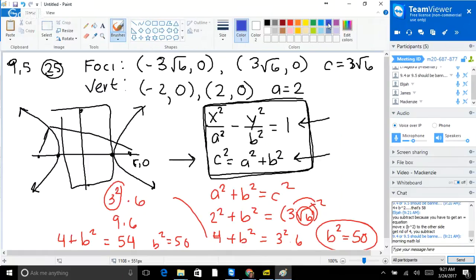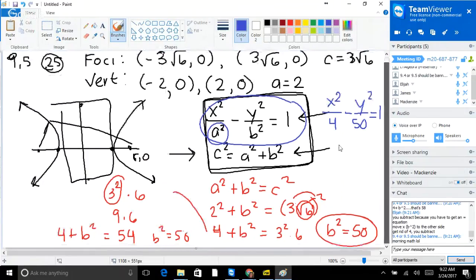Okay, so if we write this equation now, we have A squared and we have B squared. So our equation would be x squared divided by A squared, so it has to be 4, right? Minus y squared divided by 50 equals 1. Okay, this would be your equation. This would be your equation for the hyperbola that passes through that point.